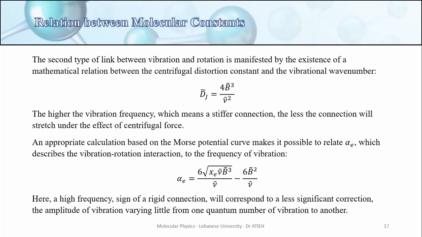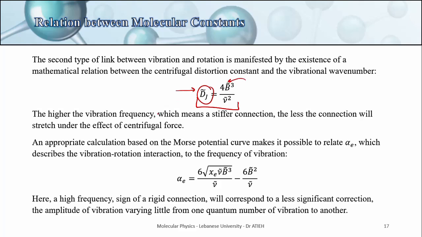In the previous slide, we explained the vibration-rotation interaction, how B and D depend on the vibrational quantum number v. Now in this slide, we're going to talk about the second way that rotation and vibration are interrelated. We're going to see how the molecular constants, precisely the centrifugal distortion, can be related mathematically to the vibrational frequency. So you have seen in chapter 2 this formula which relates D to the vibrational wave number. D is the centrifugal distortion constant, related to rotation.